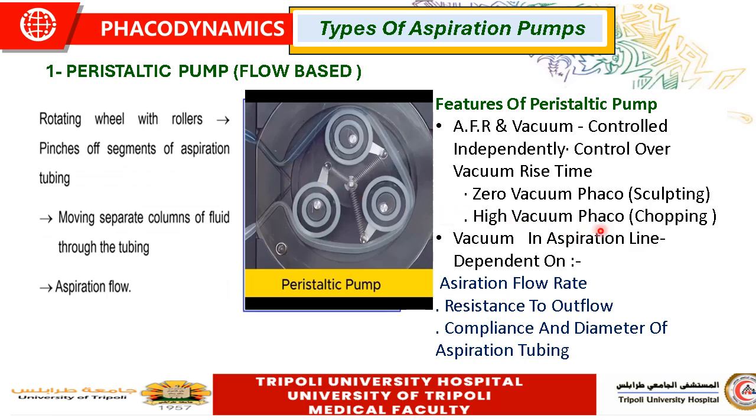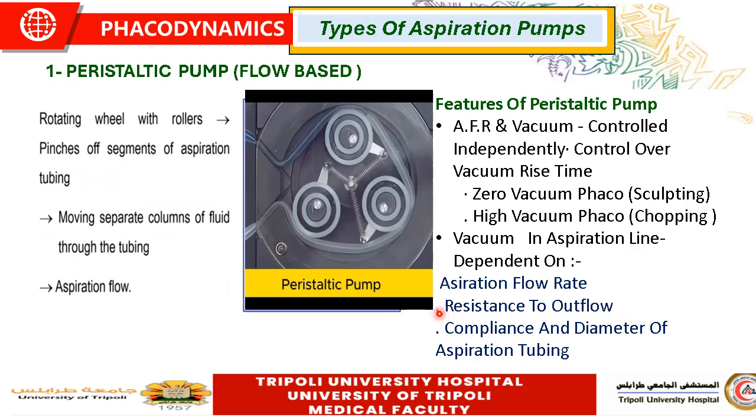Of course, the vacuum depends on different variables. One of them is the aspiration flow rate. The higher the aspiration flow rate, the faster the vacuum reaches the preset value, and the shorter the rising time. It also depends on the resistance to the outflow. If you have a wide phaco needle or phaco tip, the resistance will be low. If you have a very small or micro tip, the resistance will be more.